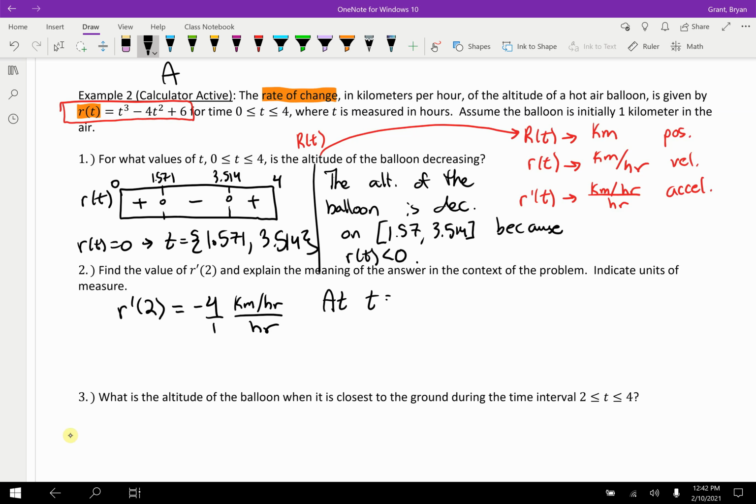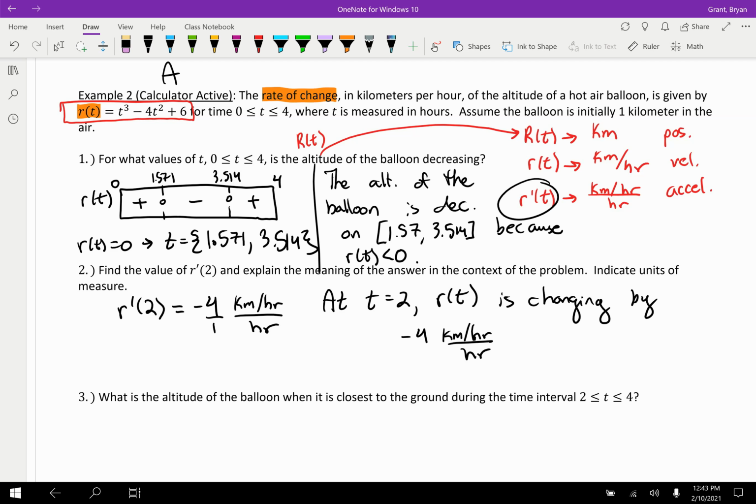At t equals 2, and you can put hours there if you would like, because derivatives always are an exact, specific, instantaneous rate of change. They are at something. So at t equals 2, maybe we'll say r of t, which is our rate of change, is changing, right? Is changing is probably the best way to go here, by -4 kilometers per hour per hour. The derivative always measures the rate of change of the original equation you start with. We start here with r of t, we find r prime, so we're measuring the rate of change of r of t. We're measuring the rate of change of the rate of change.